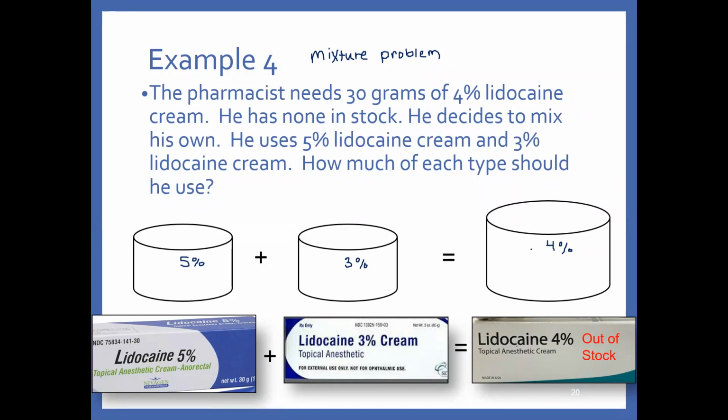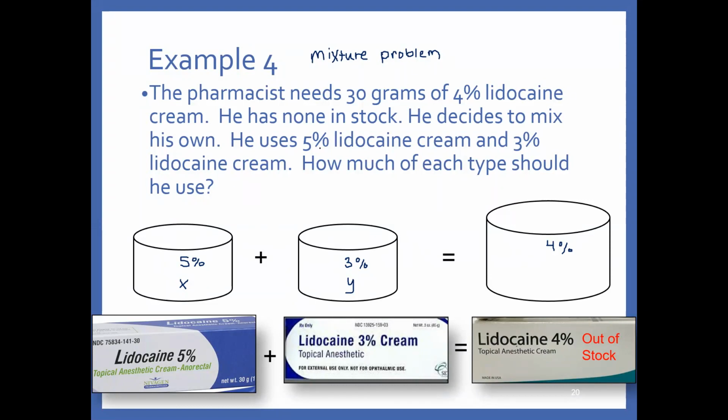Next, I also need to know how much is in each container. The percentages really are serving as the value, but I need to know how much I have at that value. The question asks how much of each type he should use. My two types are 5% and 3%, so I'm going to put x and y. Instead of writing out a statement, let x equal the 5% cream and let y equal the 3% cream. By putting them in the same container, that defines what those stand for.